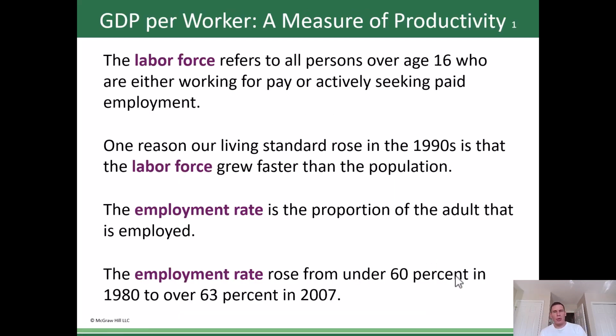All right, so GDP per worker. The labor force refers to all persons over age 16 who are either working for pay or actively seeking paid employment. One reason our living standard rose in the 90s is that the labor force grew faster than the population. The employment rate is the proportion of adults that are employed. And the employment rate rose from under 60% in 1980 to over 63% in 2007.